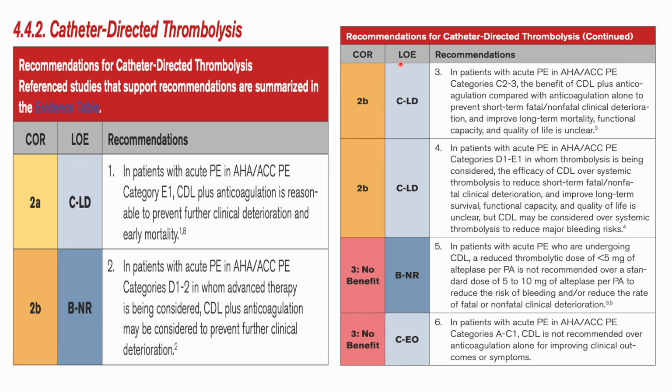So patients who are C1 and above, they have a low risk of clinical deterioration. So there's no need to do a reperfusion strategy like this. But in other patients, if you look at catheter directed thrombolysis plus anticoagulation, there will be a higher risk of major bleeding, but we don't have much evidence to favor one over the other.